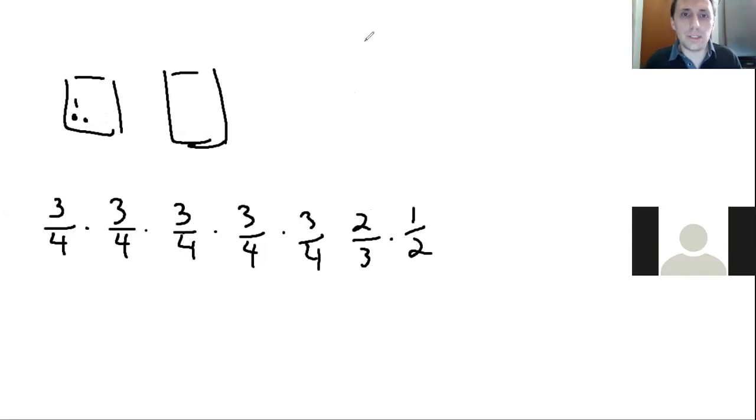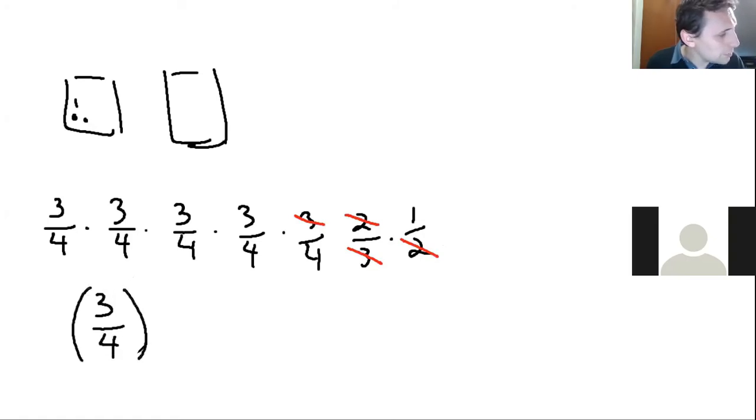Now look what I can do here. I see this three and this three is canceled. This two and this two is canceled. Yes. So what I end up having is 3/4 to the power of 4 times 1/4. And that's the probability that molecule one survived.